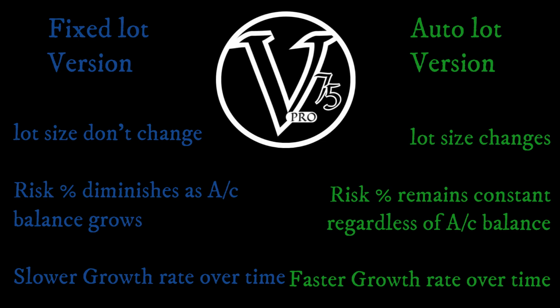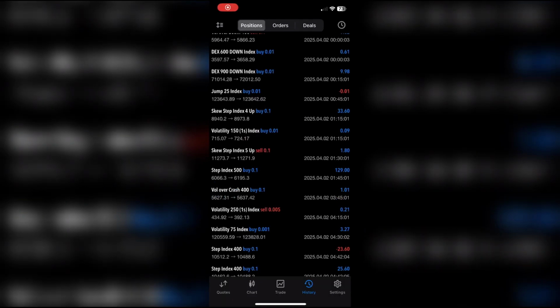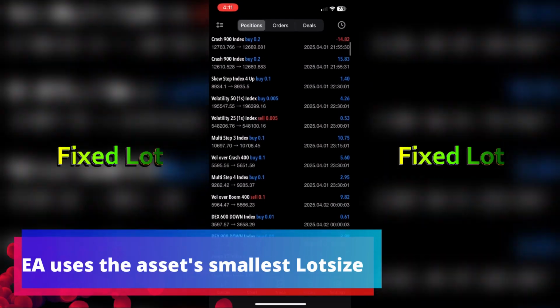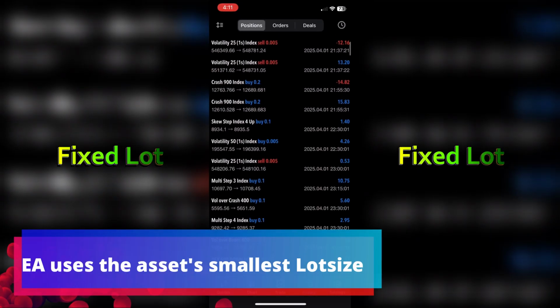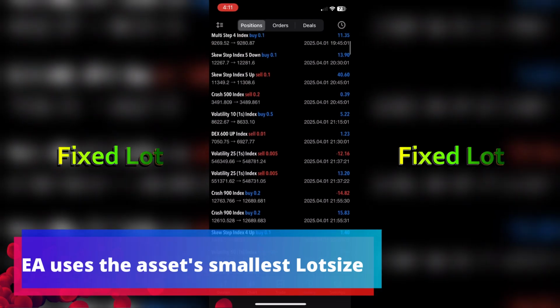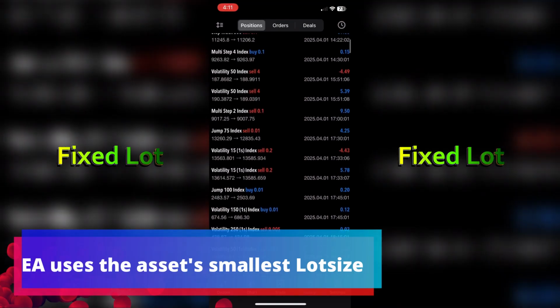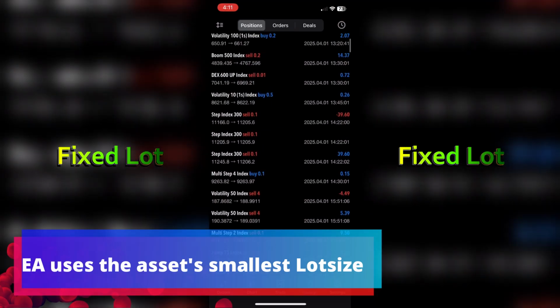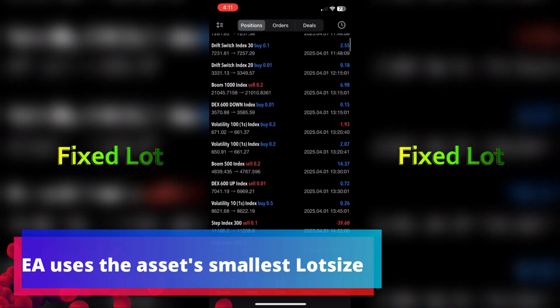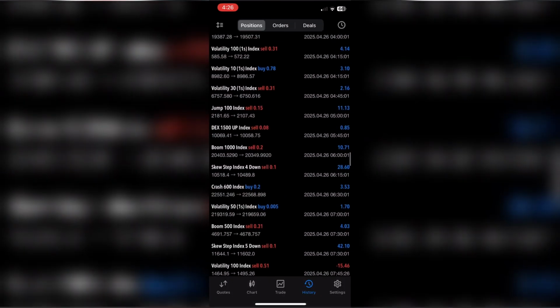So the first version is the fixed lot version. As the name implies, this version does not change lot size regardless of the account balance. However, as the account grows, you do get to trade more assets. This is because each trading asset has a minimum required balance in order for the software to trade it. And again, we're going to get more into this later on.